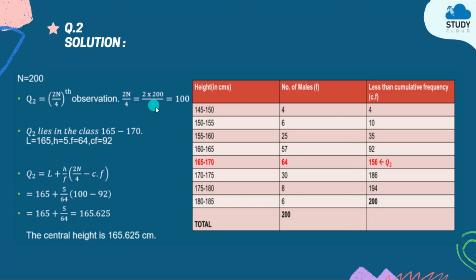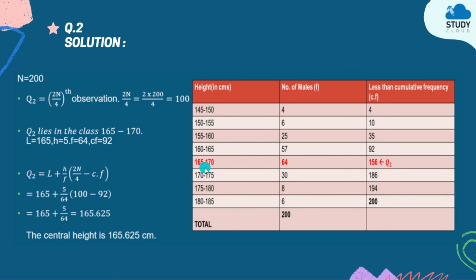2n upon 4, so 2, the n is 200, upon 4. So 4 fifties are 200. So 2 into 50 you get as 100. Now see, now you have to check the CF. So where will 100 lie? It will lie between 92 and 156. So always take the value which is bigger. Take 156 here and select that particular class as your class interval. So your class interval is 165 to 170.